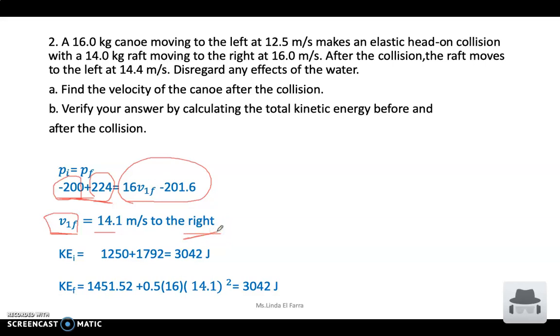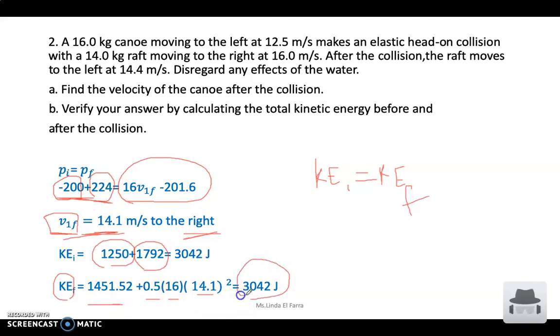I have to check your answer. It's an elastic collision. The kinetic energy initial should equal the kinetic energy final. So kinetic energy initial, the first object plus the second object. Final, similarly, first object, second object. Because I don't have the velocity, but now I calculate it, I can find it by half mass times the velocity squared. Once you add these numbers, you should get both values. In this case, the kinetic energy is conserved.